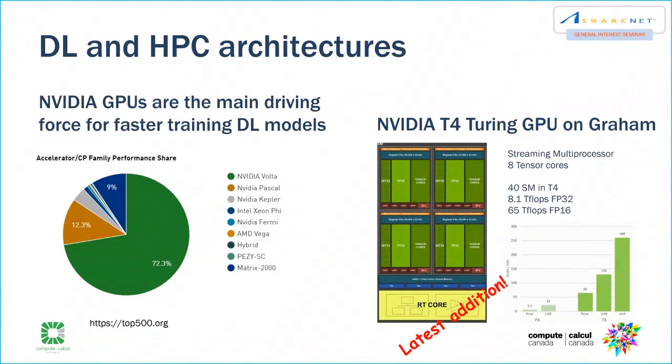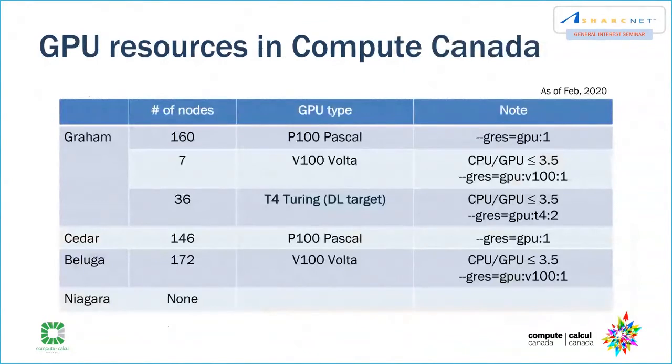And the good thing is, not many people know we have a new addition to Graham, which is the T4 Turing. So if you're going to use it right now, you may have less waiting time. The T4 Turing GPU chipset is targeted for DL, as I show you here. So it performs really well for those kinds of DL machines.